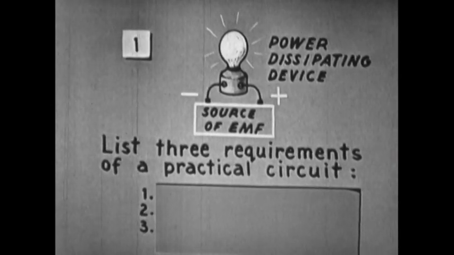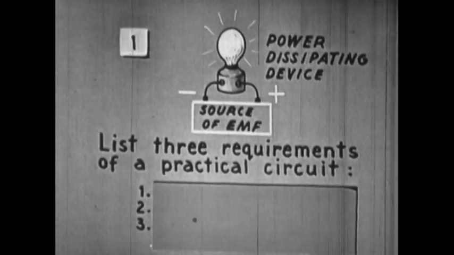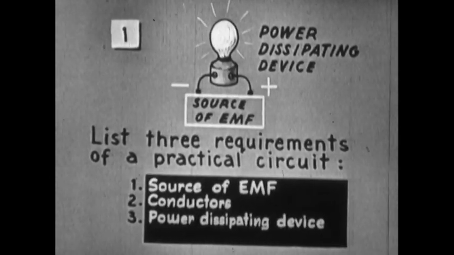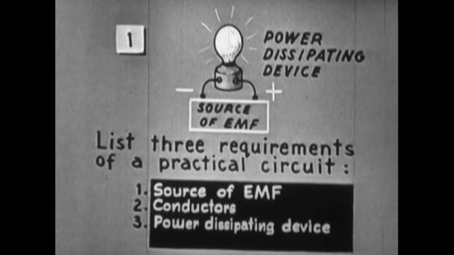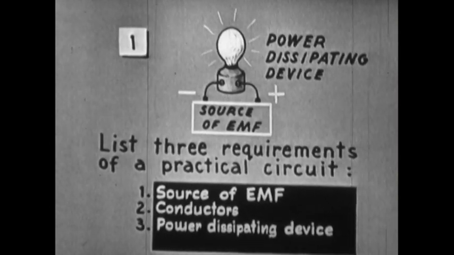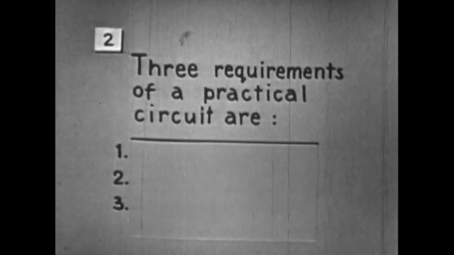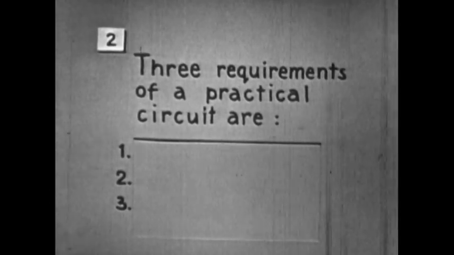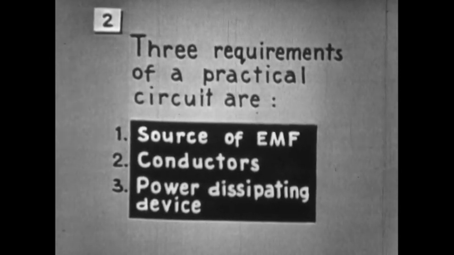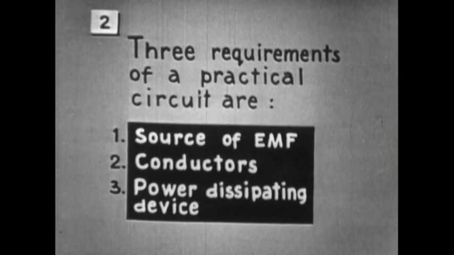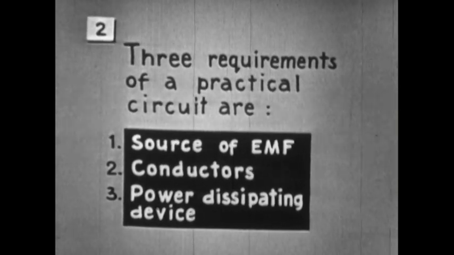For number 1 on your response sheet, list 3 requirements of a practical circuit. Here they are: a source of EMF, conductors, and a power dissipating device. Any order is correct. With these facts in mind, do number 2 on your response sheet. Source of EMF, a resistor or power dissipating device, and a conductor. Resistors are power dissipating devices, so either term would be an acceptable response.